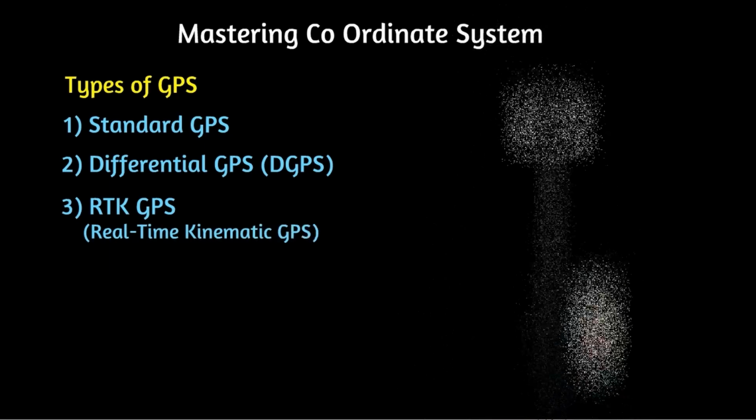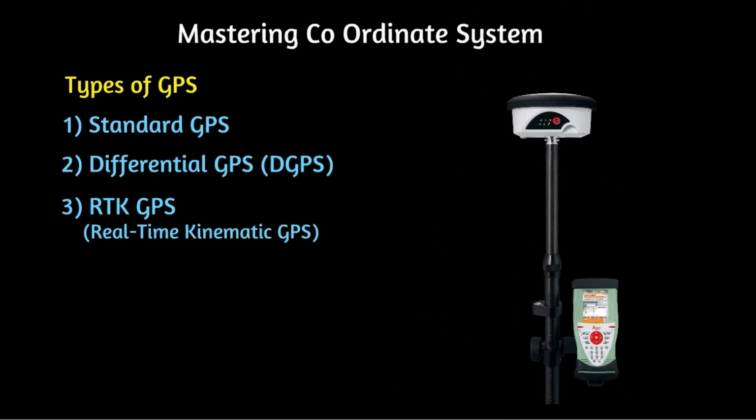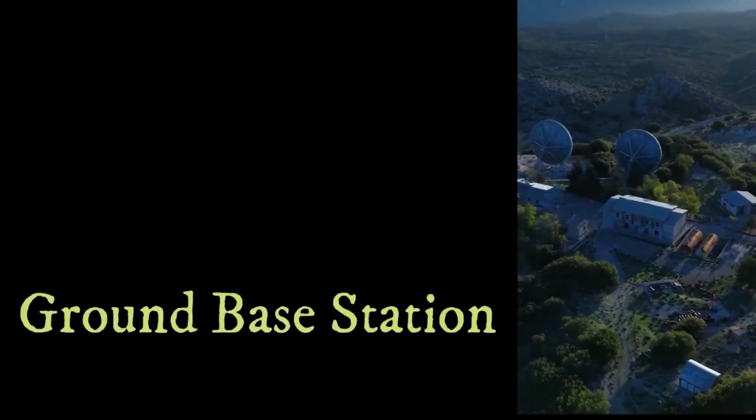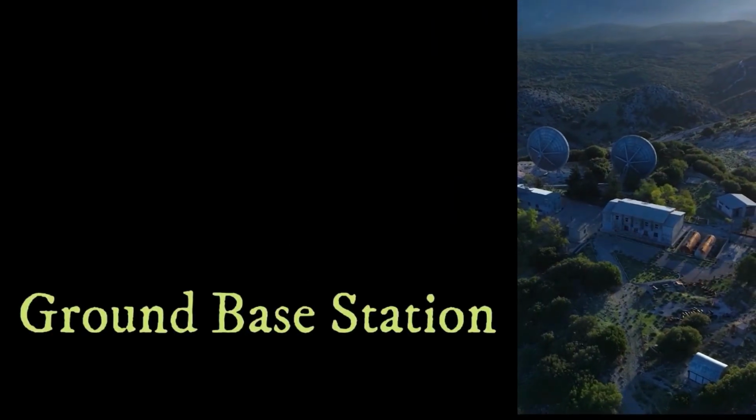Type 3. RTK GPS, real-time kinematic GPS. The accuracy of this type of GPS is 1 to 2 centimeters. This also uses a base station and real-time data corrections. This type is majorly used in road construction, precision engineering, and high-accuracy surveys. Now the question arises, what is ground-based stations in the GPS system and how they work?